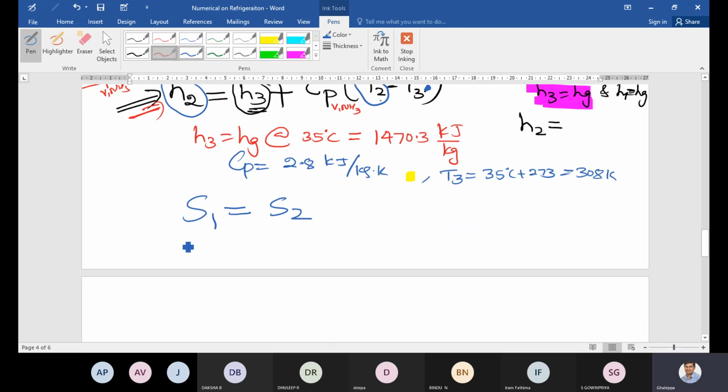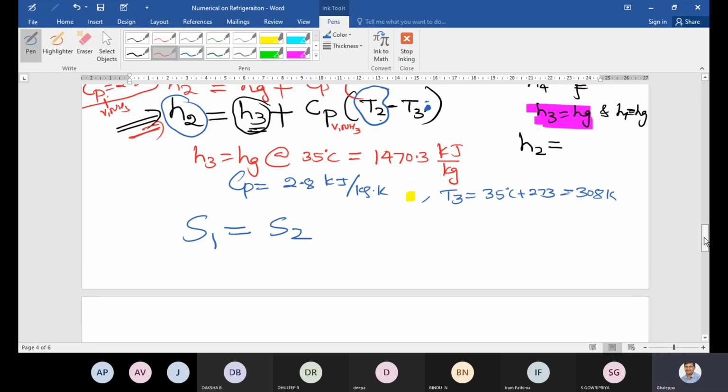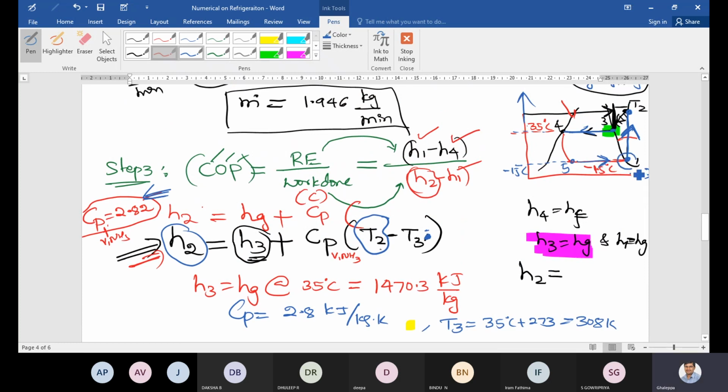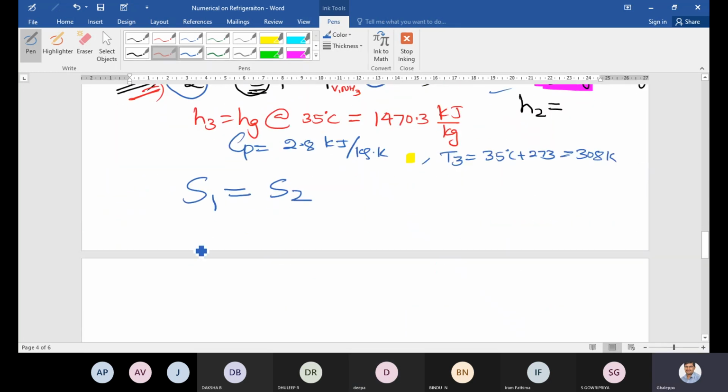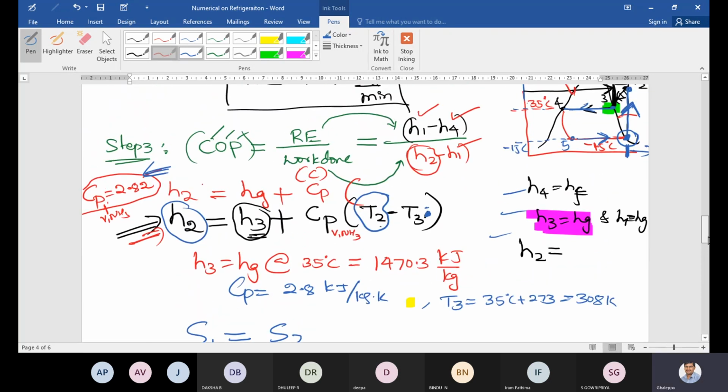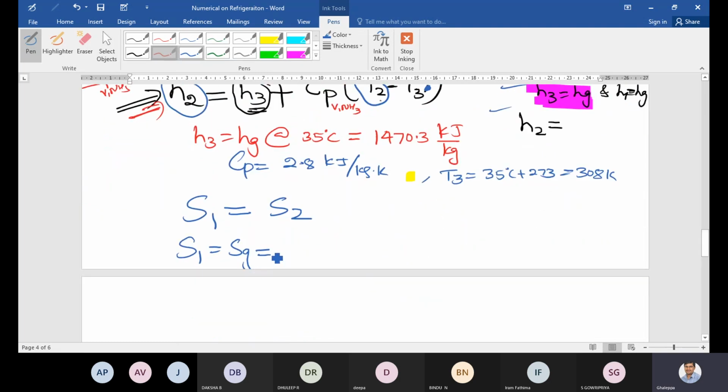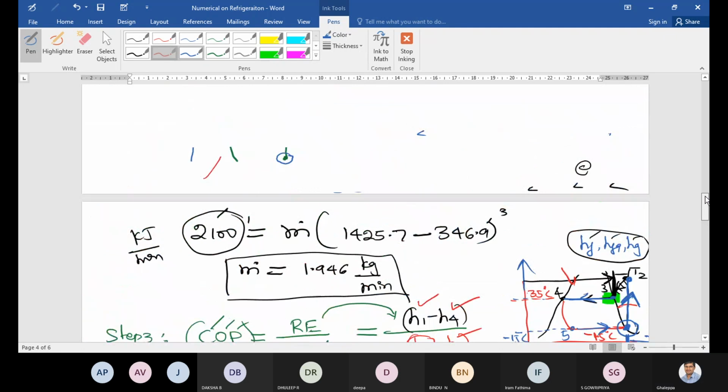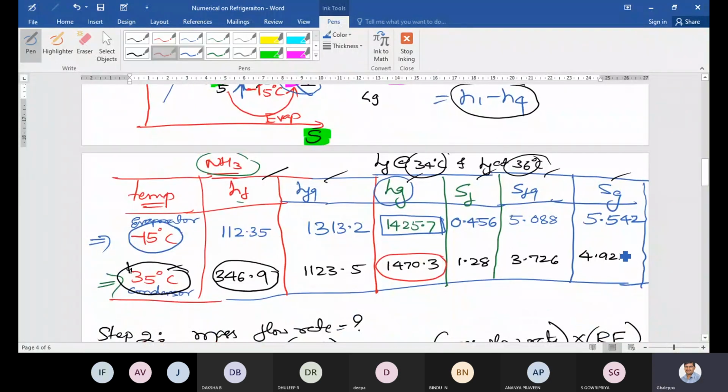Now this is in general. Dear students, now you write S1 is related to SF, SFG or SG. You apply the same concept. Whatever concept you applied for enthalpy, you can apply the same concept for entropy also. At point number 1, whether SF, SFG or SG? SG, very good. Now I will write S1 is equal to SG. At what temperature? At point number 1, -15. So SG at -15 degrees Celsius. How much is the value of SG at -15 degrees Celsius? There is a table. Yes, here is the value: 5.542. Very good. That value I will write.